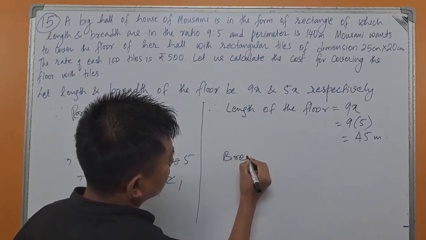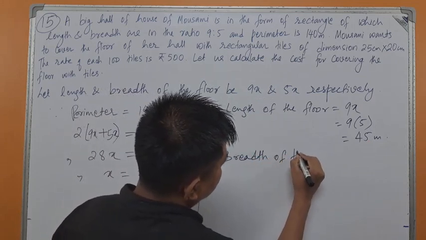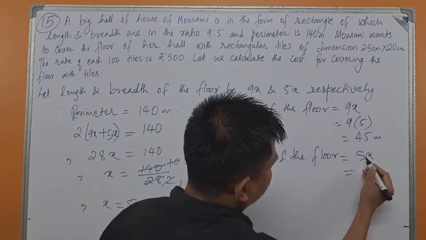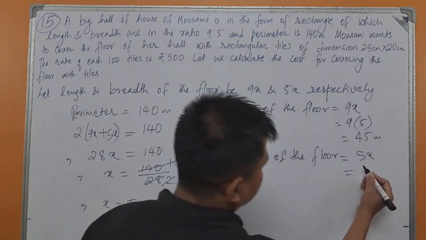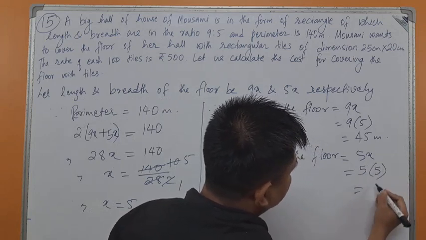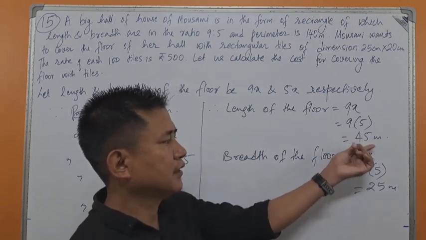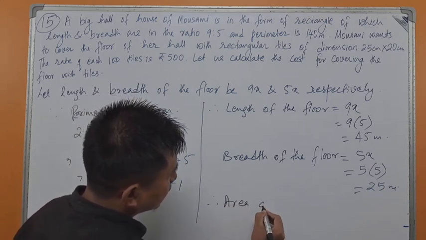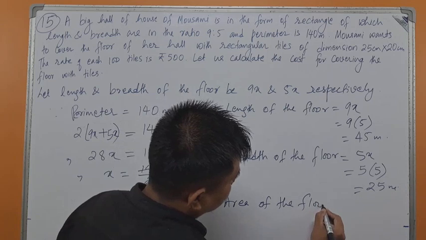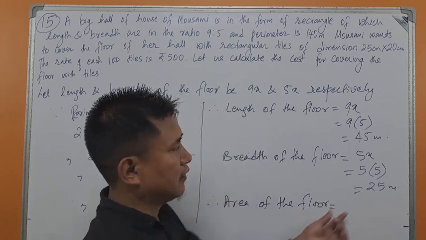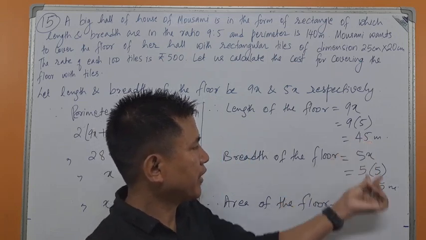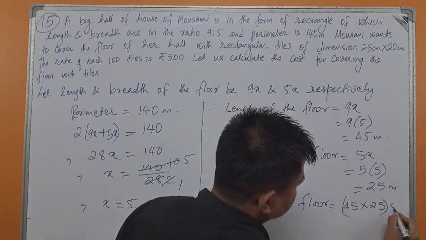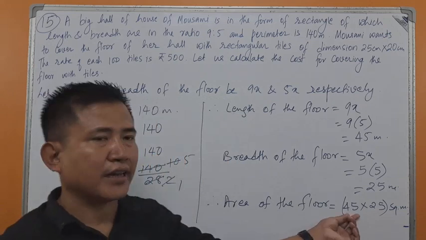Breadth of the floor is 5x and x is 5. The value of x is 5. We put the value of x here. 5 5s are 25 meter. So we have length and we have breadth. So we can easily find the area, isn't it? Therefore area of the floor equal to length into breadth. Length is 45 and breadth is 25. So 45 into 25 square meters. This is the area of the floor, isn't it?